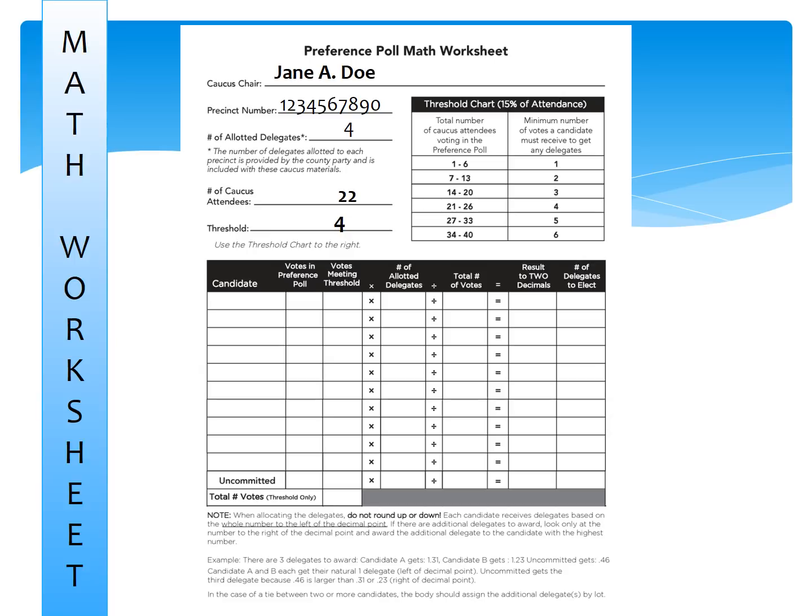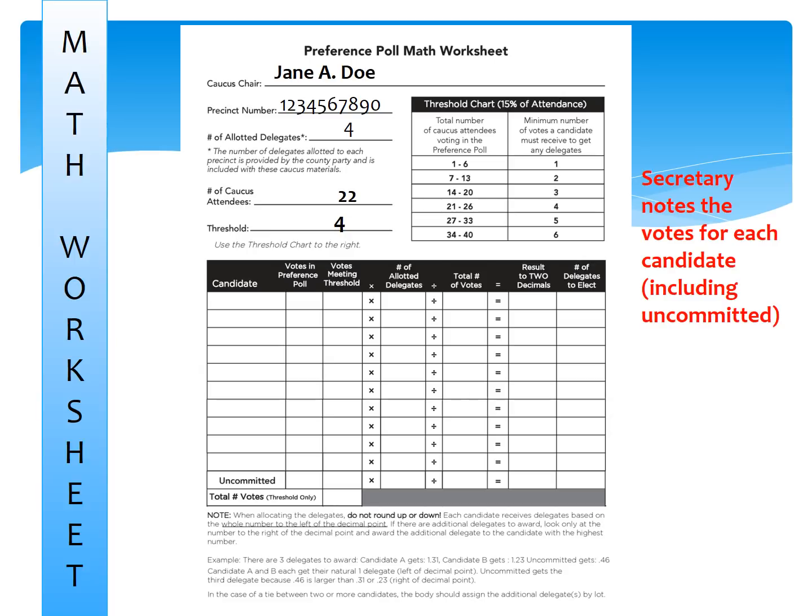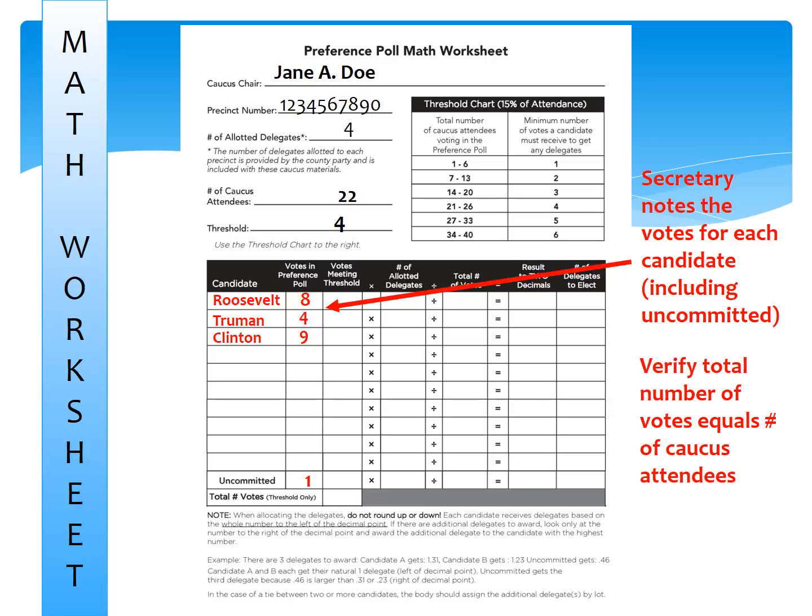Now we will actually conduct the preference poll, and the secretary will note the votes for each candidate, including uncommitted. Candidate Roosevelt received 8 votes in this poll. Candidate Truman received 4 votes in this poll. Candidate Clinton received 9 votes in this poll, and uncommitted received 1 vote. Please verify that the total number of votes equals the number of caucus attendees. So in this case, there are 22 votes that were cast, and there are 22 caucus attendees.